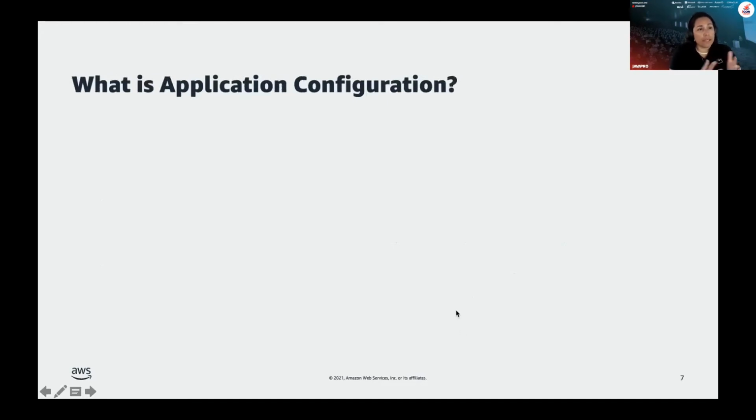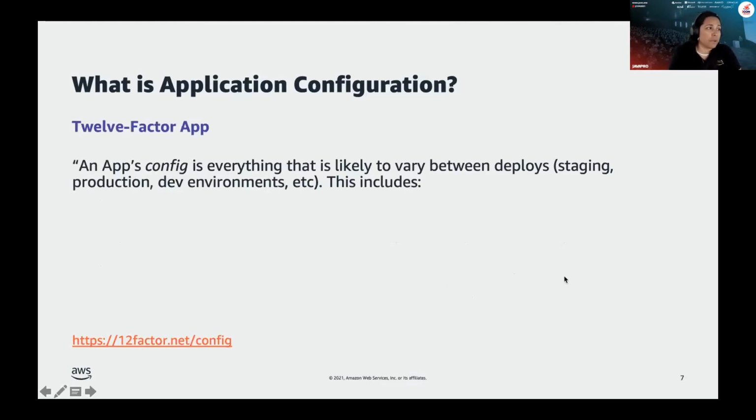So if we take a step back and we ask ourselves what application configuration actually is, let's refer, for example, to what the 12-factor methodology is telling us. We know this to be a set of principles for building scalable, maintainable, and portable applications. It's telling us that app config is everything that is likely to change or vary between deployments. So between environments, for example, such as staging, production, or development.